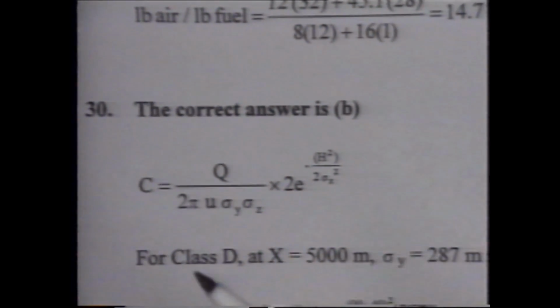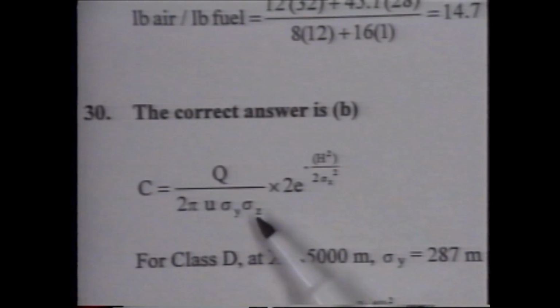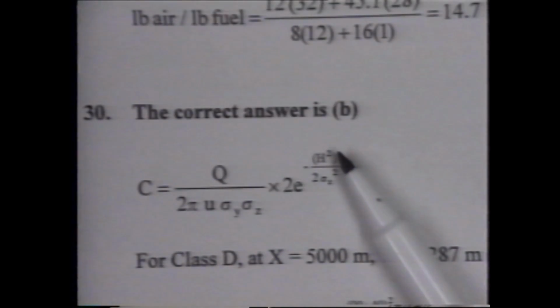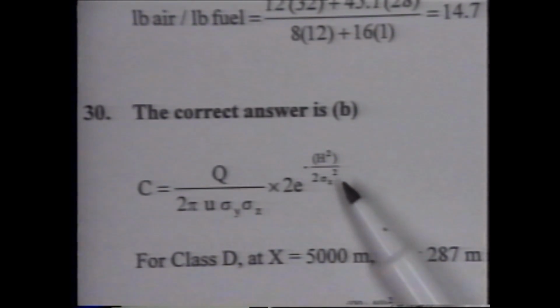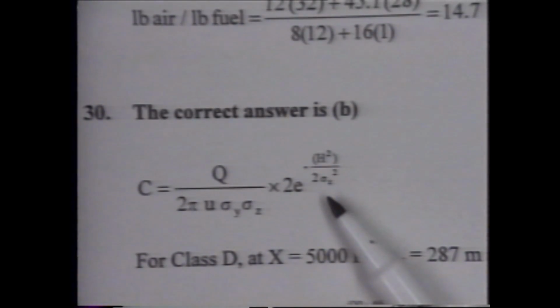So the equation that we start with in the solution here is C is equal to Q over 2 pi u sigma y sigma z, that remains the same, times 2 exponential minus H squared over 2 sigma z squared. And that's what the equation reduces to when y is equal to 0 and z is equal to 0.